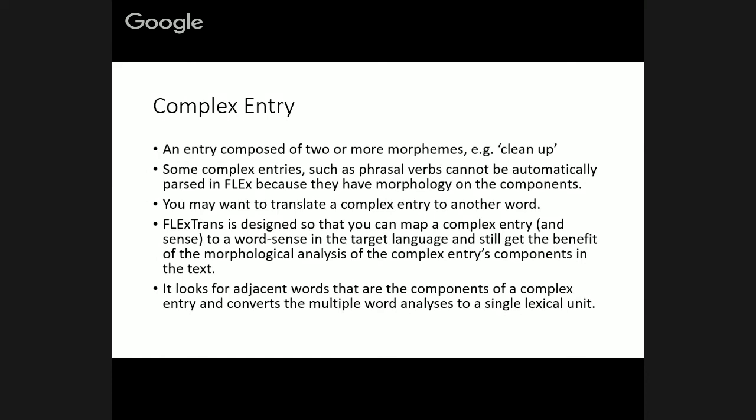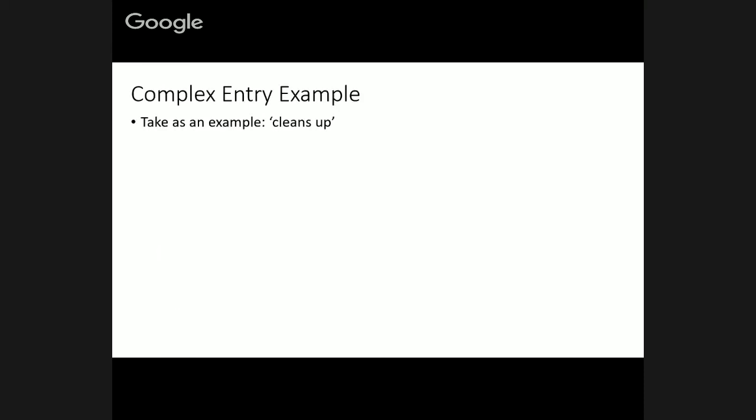Now there are things called complex entries, where you have multiple words that make up one linguistic meaning. For example, the word clean up. It's two words, but it has one concept. So you still want to be able to translate between concepts, even if it's a multi-word thing. You still want to translate that concept to something in the target database. And FLEXTrans handles this by looking for adjacent words that are components of a complex entry. And just to illustrate that, let's look at cleans up as an example.